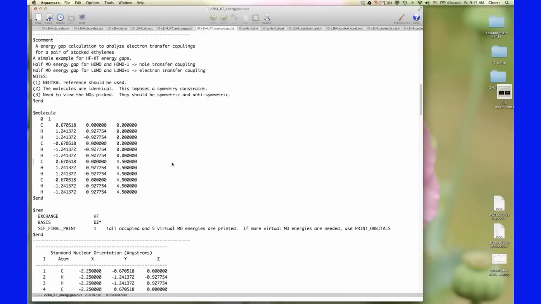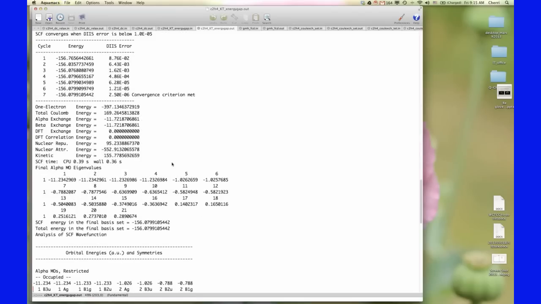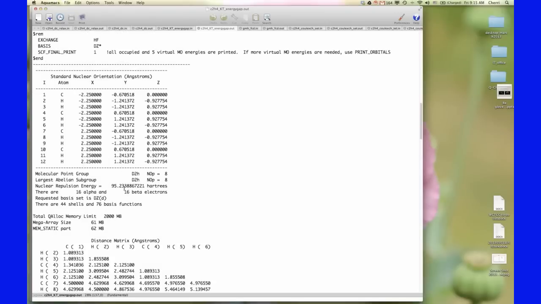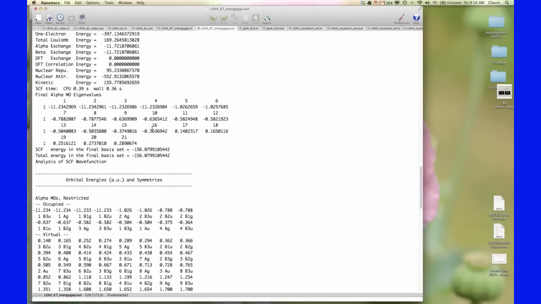So after you run Q-Chem, the output will show the SCF converged, and the MOs are printed. Okay? So let's take a look. This is the system with 16 pairs. So that means that this is HOMO, HOMO minus 1, or LUMO, LUMO plus 1. So you take the energy difference of these two, divide that by 2, gives you hole transfer, and the energy difference of these two, divide that by 2, gives you electron transfer.